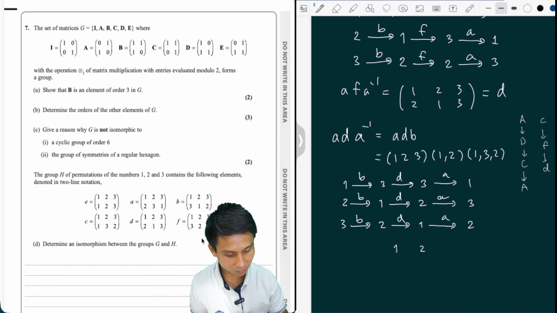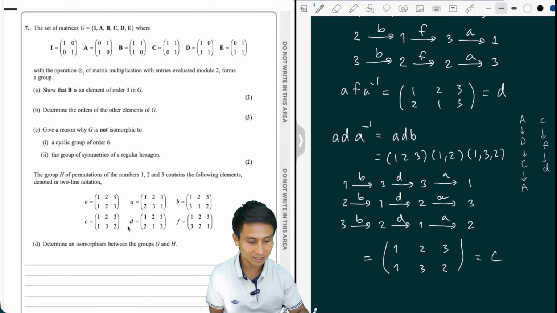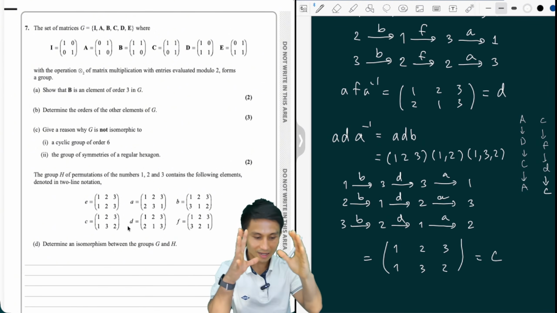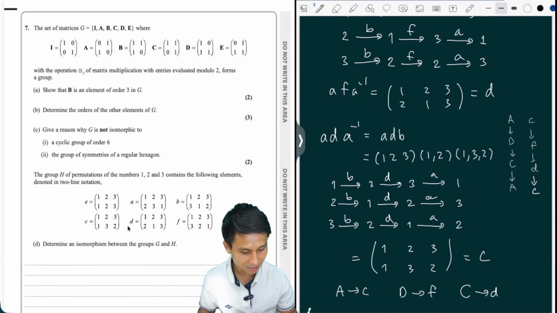So what is this? 1, 2, 3, 1, 3, 2. That's C. So we conclude we get back to where we were. So the same here. And we can say then that A is going to be mapped to C, D is going to be mapped to F, and matrix C is going to be mapped to D.